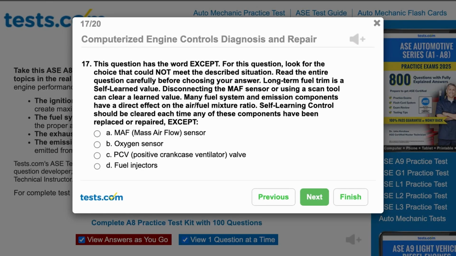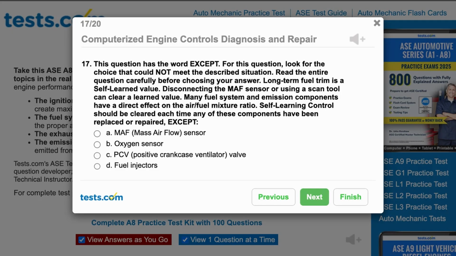Computerized engine controls diagnosis and repair. Question 17. This question has the word except. For this question, look for the choice that could not meet the described situation. Read the entire question carefully before choosing your answer. Long-term fuel trim is a self-learned value. Disconnecting the MAF sensor or using a scan tool can clear a learned value.